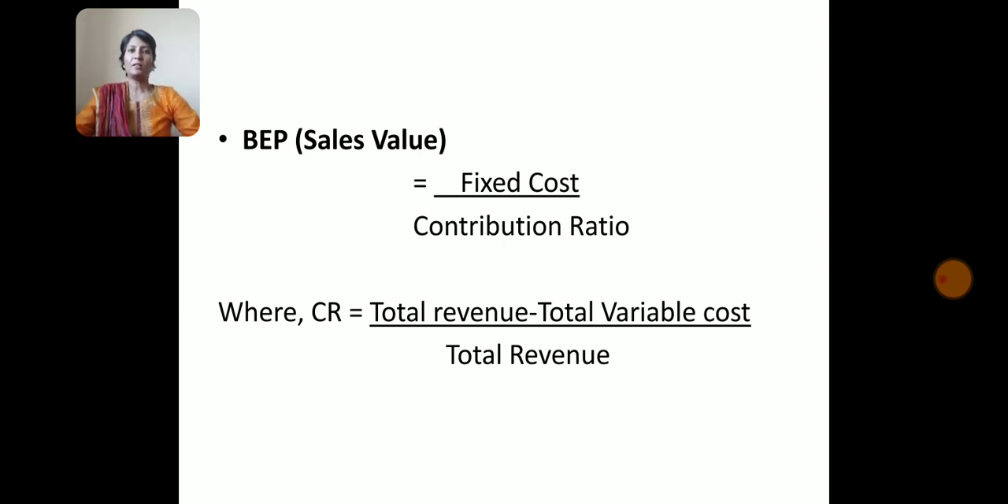BEP in terms of sales value is calculated as fixed cost divided by contribution ratio. Contribution ratio is equal to total revenue minus total variable cost, divided by total revenue.